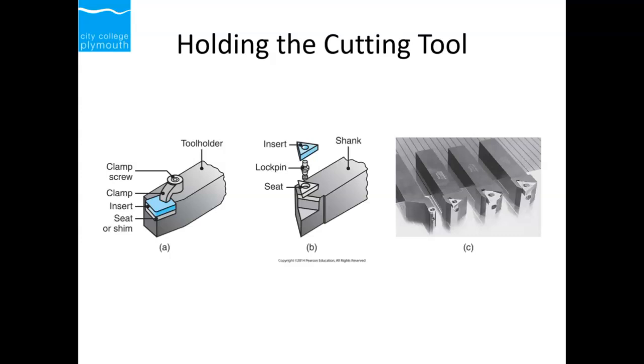Now, how do we hold the cutting tool? So this is a shank. We put the base, we call it the seat, and then we put the lock pin, and then we insert the tool. After that, we put the clamp on the top, so we make sure the tool stays in its position.